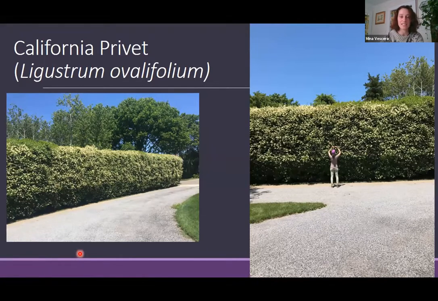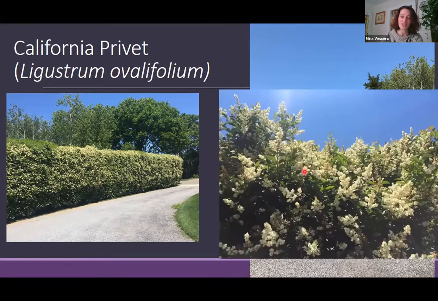California Privet is not native to Long Island. It's native to Eastern Asia, I believe. But it's used a lot here on Long Island. That's me right there. My colleague took a picture of me taking a picture of this hedge because I was impressed with how beautiful it was. It was actually in bloom. It wasn't hedged before it was in bloom, or cutting off all the blooms before they blossomed. And that's the picture I took from someone taking a picture of me.